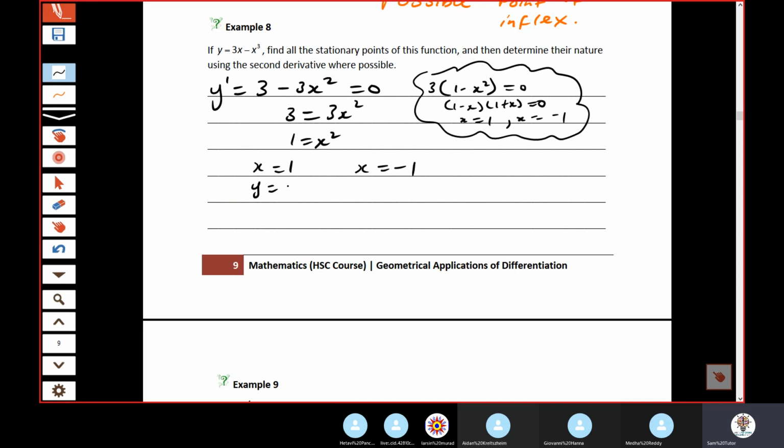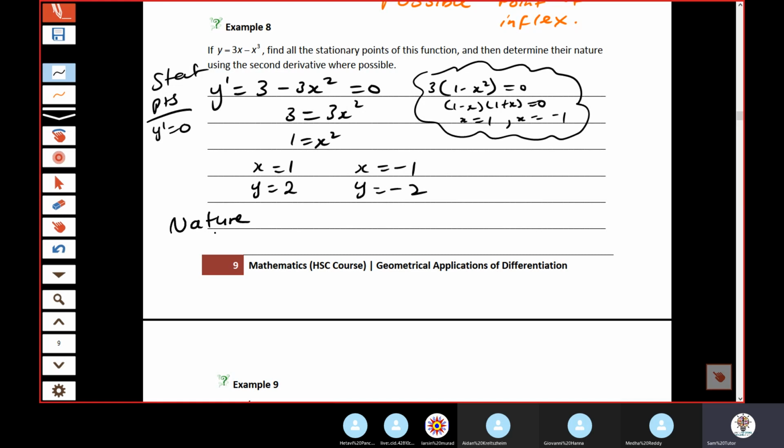3 take away 1 is 2. Minus 3 plus 1, minus 2. Use your calculators, yeah. You do not want to make any mistakes for this. But anyways, that's done for stationary points. Oops, I forgot to write stat points. Otherwise, it just looks like a whole bunch of everything. You don't know where to start.